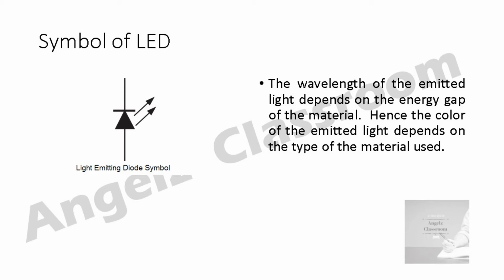The wavelength of the emitted light depends on the energy gap of the material, and hence the color of the emitted light depends on what type of material you are using. In this diagram, the arrow mark determines the emission of light energy.